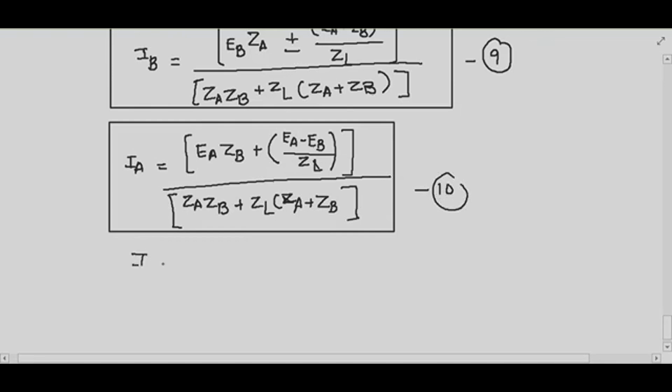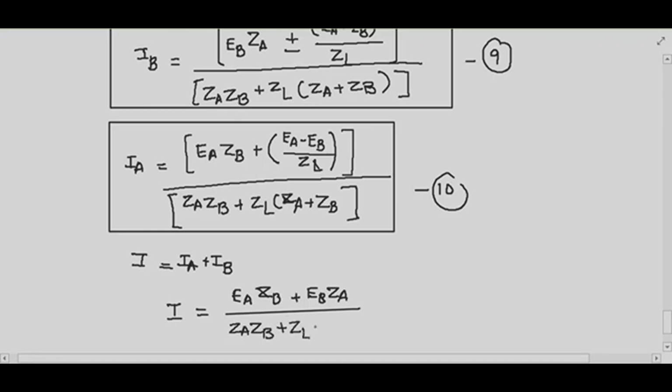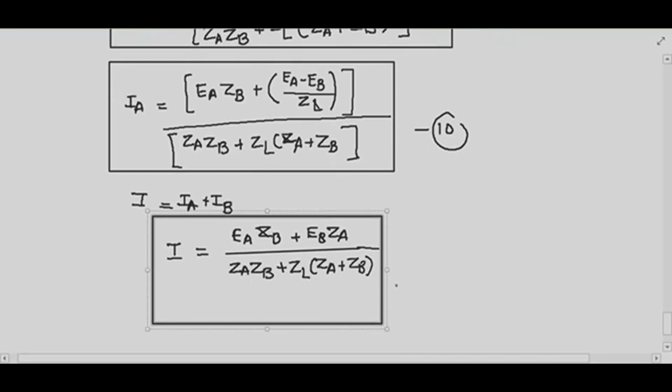Also we can find out I. What is I? IA plus IB. So if you put the value of IA and IB from equation 9 and 10 in this, you will get I equals to EAZB plus EBZA divided by ZAZB plus ZL into ZA plus ZB. So simply we have to add equation number 9 and 10 to get the current I, that is the total load current.